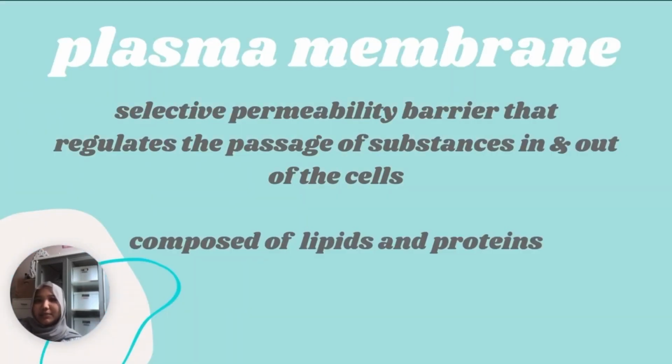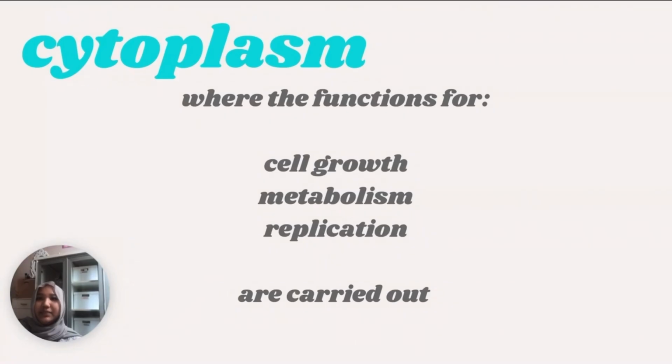Then we have the plasma membrane, which is a selective permeability barrier that regulates the passage of substances in and out of the cell. So it controls what goes in and out of the cell, and it's composed of almost equal parts of lipids and proteins. Then we have the cytoplasm, where the functions for cell growth, metabolism, and replication are carried out.